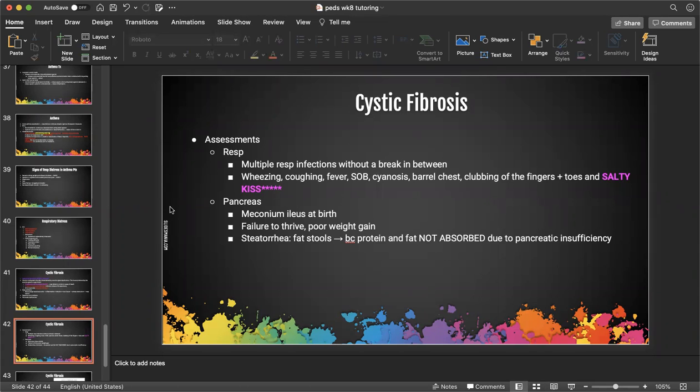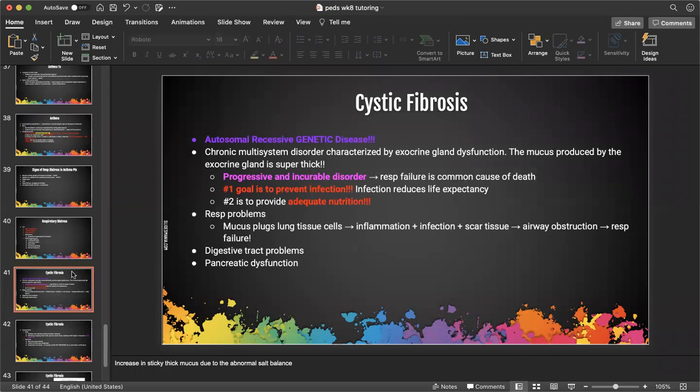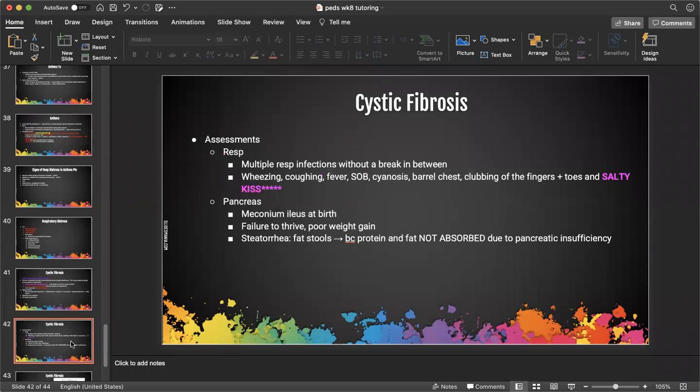And then for pancreas assessment, they'll have the meconium ileus at birth, failure to thrive, and poor weight gain, and they'll have steatorrhea, which is fatty stools because protein and fat aren't absorbed due to pancreatic insufficiency. So remember how I said that they have pancreatic dysfunction? That's why.